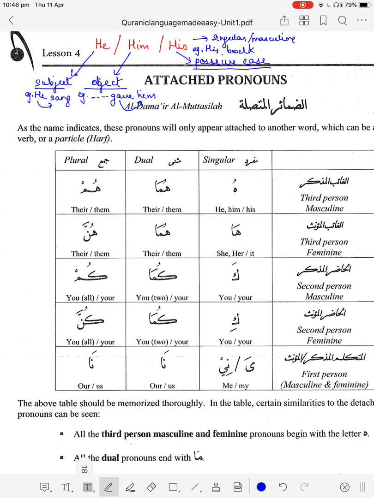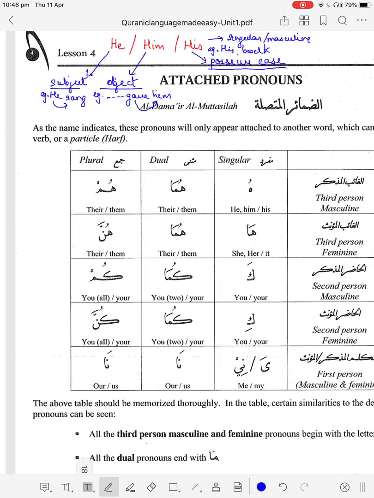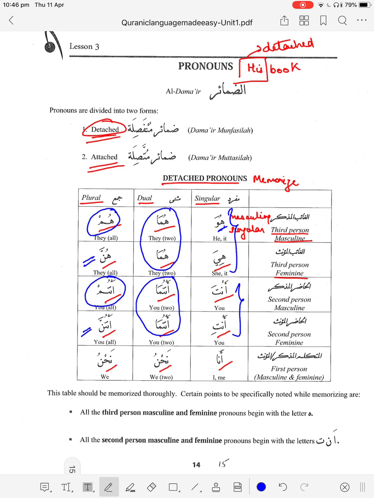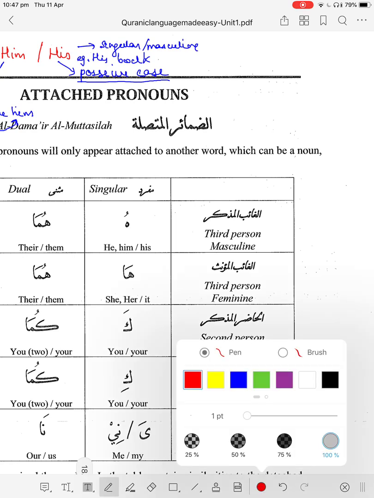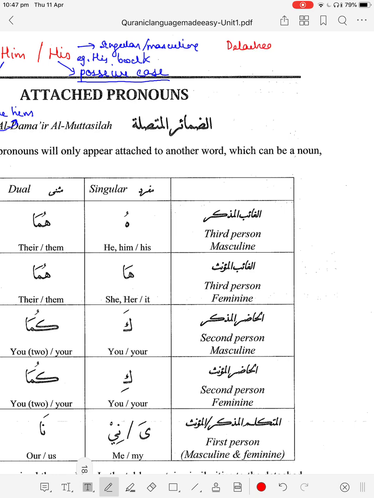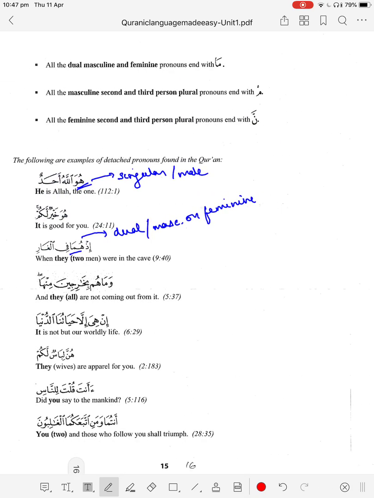So in Arabic, we do the same thing, right? So if you go back to the detached pronouns, the detached pronoun is used when the pronoun is a subject, right? So if you see all the examples here, like Huwallahu Ahad, Allah is the subject of the sentence. So in all these cases, they are the subject. Just do a simple analysis of these examples.